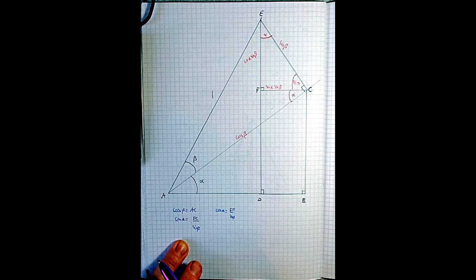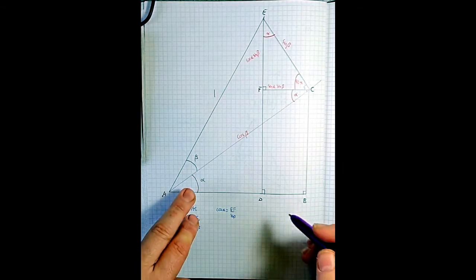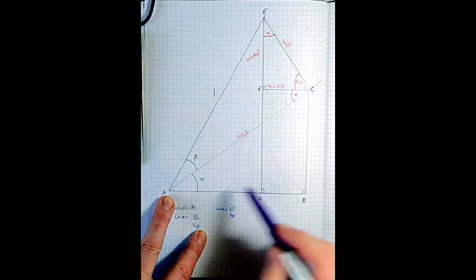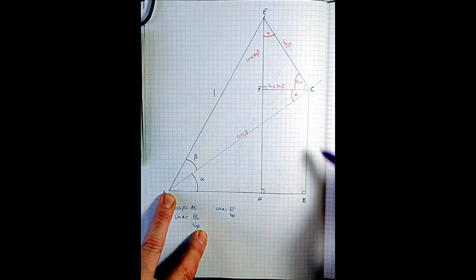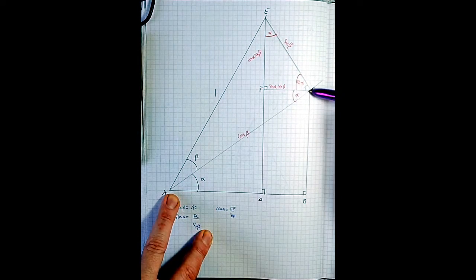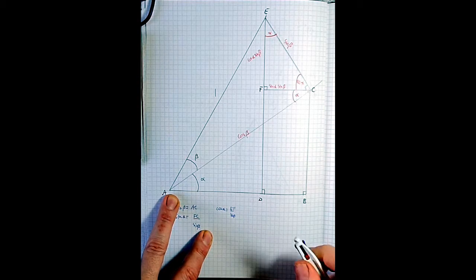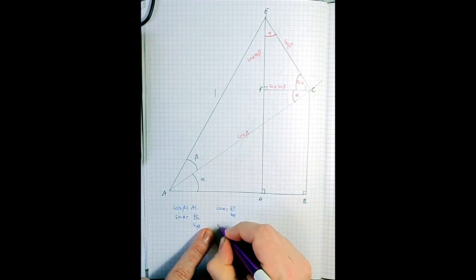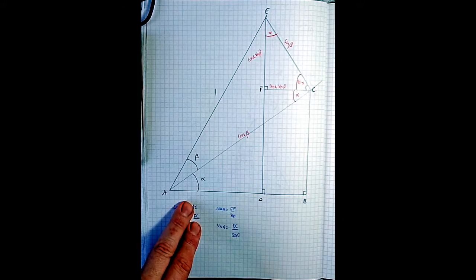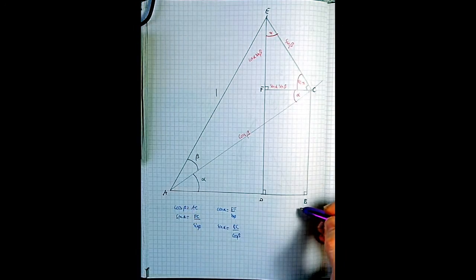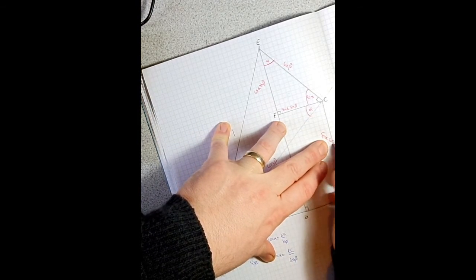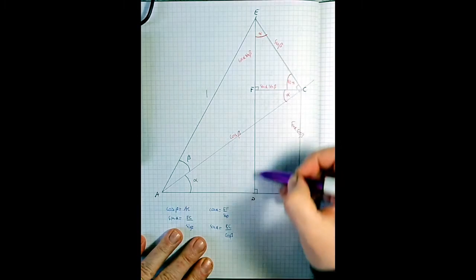Okay. If I look at this triangle ABC, well, the height, sine alpha, will be BC over cos beta. Sine alpha is BC over cos beta. So BC is sine alpha cos beta. And of course, DF is also sine alpha cos beta.